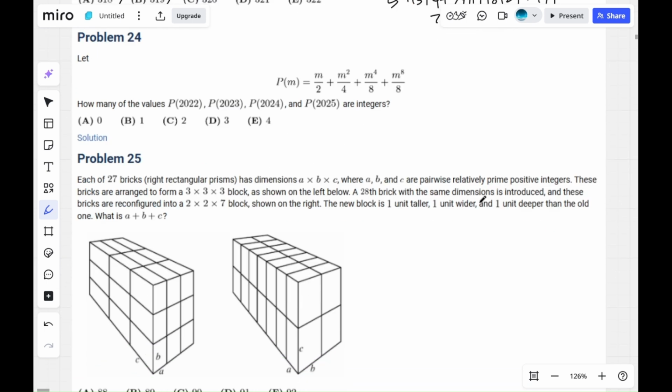Okay, question 24. Let P of m be equal to m over 2 plus m squared over 4 plus m to the 4 over 8 plus m to the 8 over 8. How many of those values are integers?